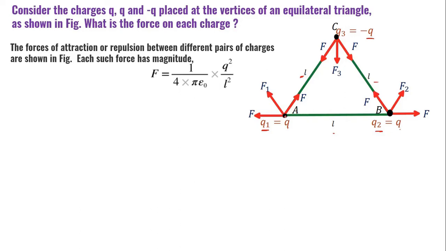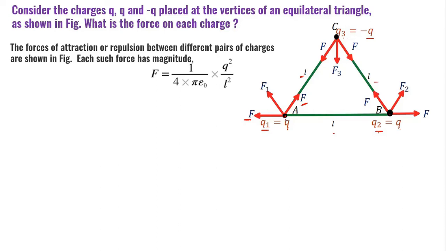The force acting on the point charge at A will be a repulsive force due to the charge at B, because they are of the same sign. You will find Q1 and Q2 are of the same sign. So Q2 will exert a force in this direction which is of magnitude F. Similarly, Q3 which is placed at C has magnitude minus Q. So this negative charge Q3 will attract the charge at A, that is Q1, in this direction. So this will be the force on A due to the negative charge.